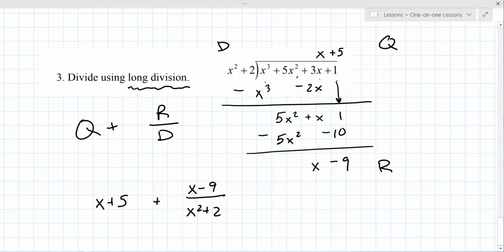Got it. Some textbooks show this slightly differently, but that is more or less how you would do this problem.